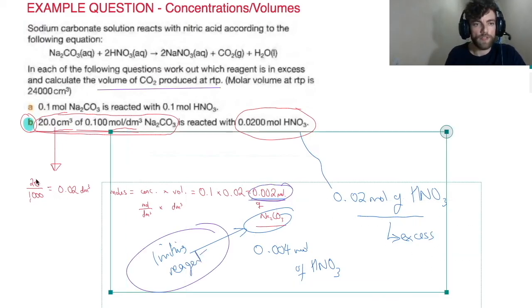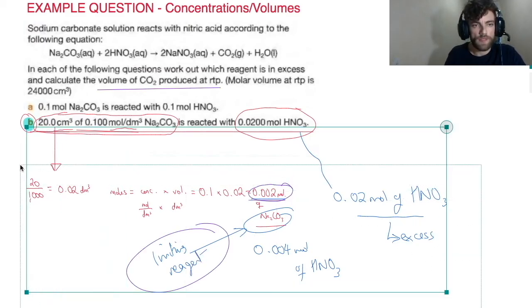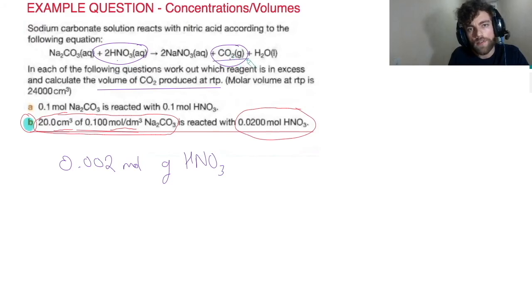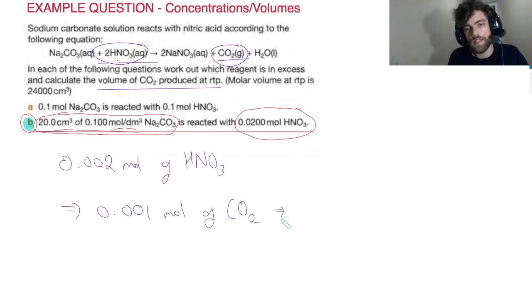So I'm just going to get rid of this part down here to open up some space on the board, and just remember that the limiting reagent is 0.002 mole of sodium carbonate. That's going to be what controls how many moles of carbon dioxide I get. We can see that the ratio between nitric acid and carbon dioxide is 2 to 1, therefore I should have half as much carbon dioxide as I had nitric acid, means I have 0.001 mole of carbon dioxide, and I can quite easily convert that into a volume of gas as I did last time.